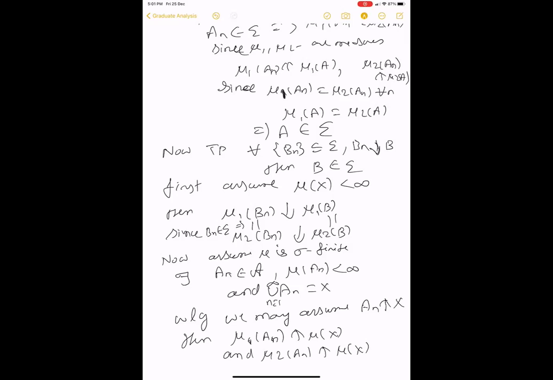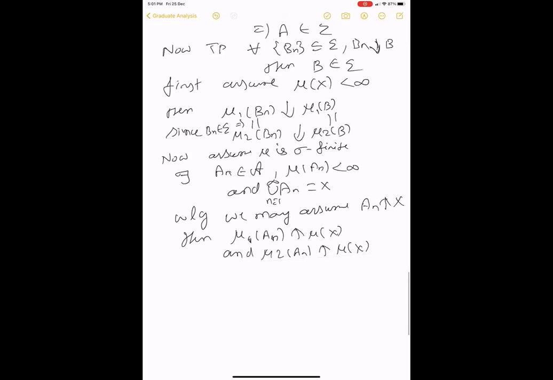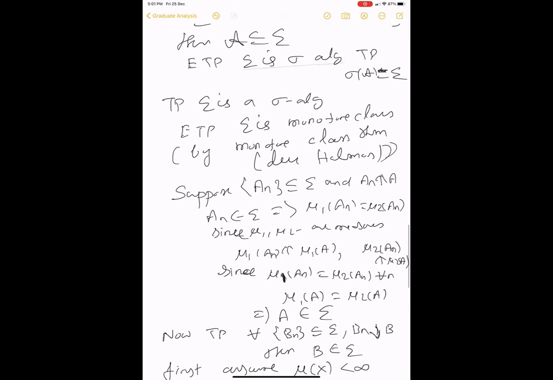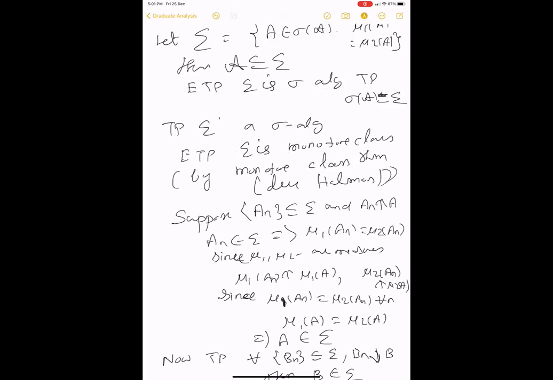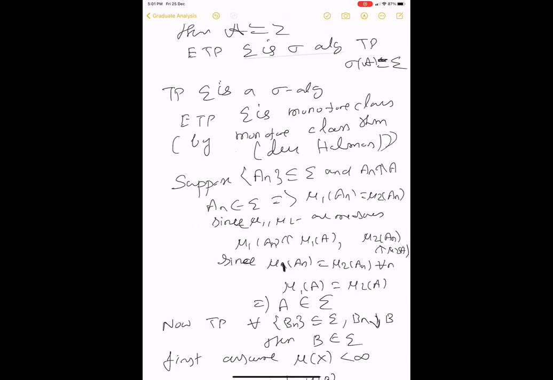Indeed, for all, so by the earlier argument. We are working to prove that this script E is a sigma algebra. So it's closed under decreasing intersection. That's what we want to prove.